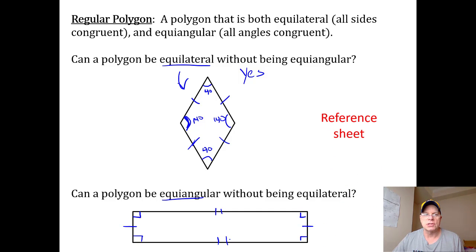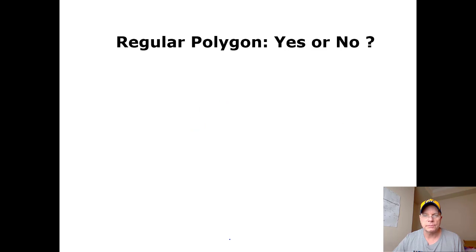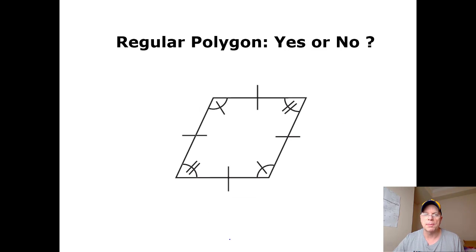Okay, and you've got that reference sheet. Don't forget you have that to look at. So think about, is this a regular polygon, yes or no? This is not regular, because while it's equilateral, the angles are not all congruent. Not equiangular.